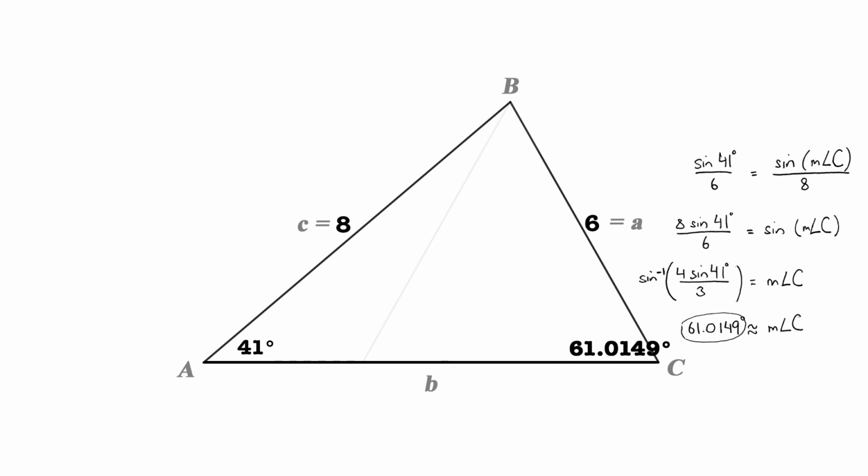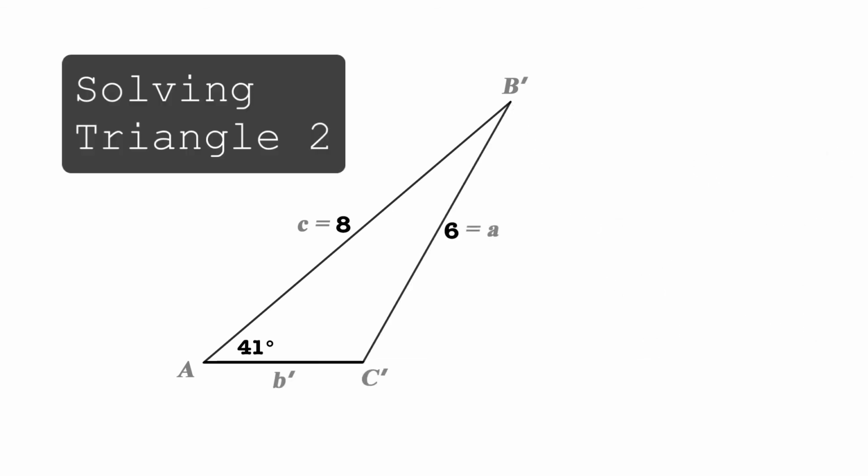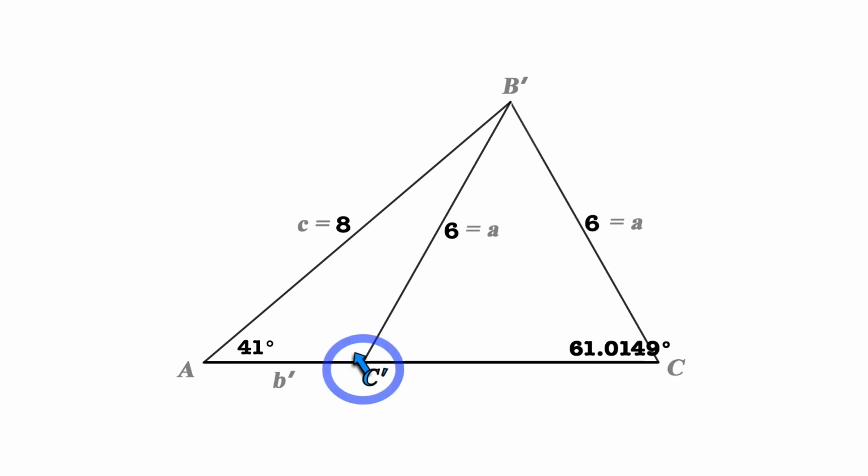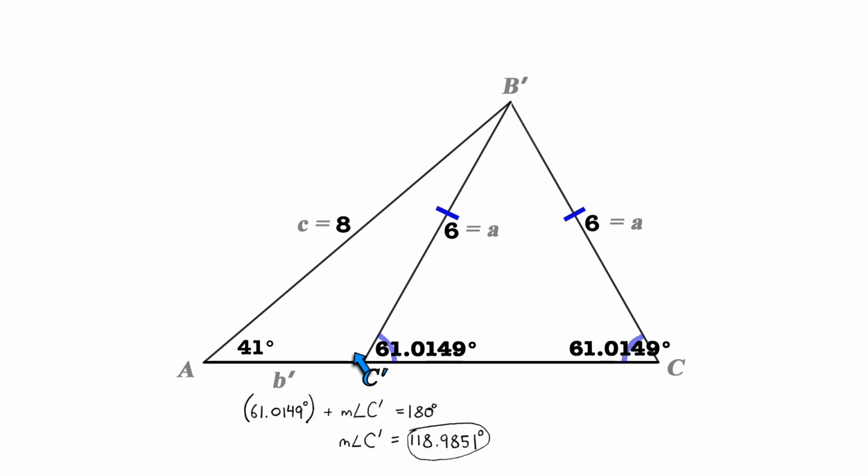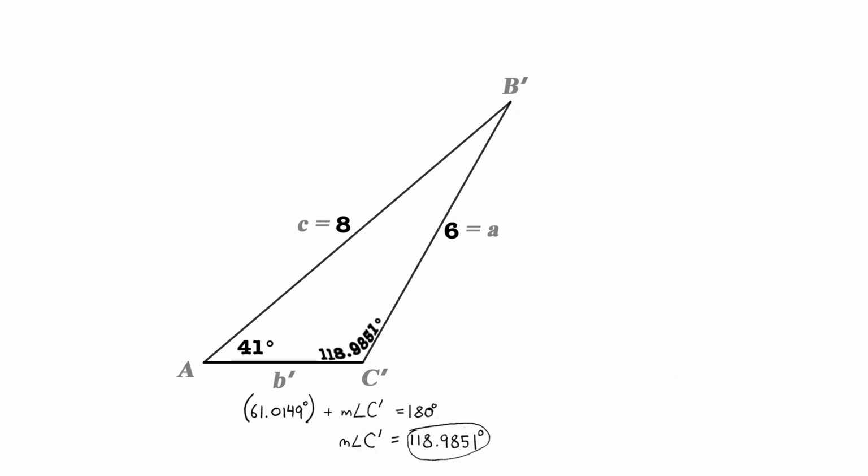Now let's go and solve triangle 2. To do this, we need to use angle C from triangle 1. If you notice, triangle 2 has the 6 units being the opposite side to the same angle, which is 41 degrees. It formed an isosceles triangle, and according to geometry, if a triangle is isosceles, the base angles are congruent. Continuing, solving for angle C prime, the two adjacent angles form a straight angle. Together they are supplementary and add up to 180 degrees.